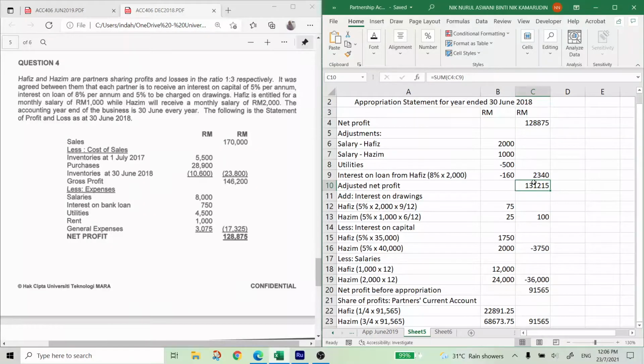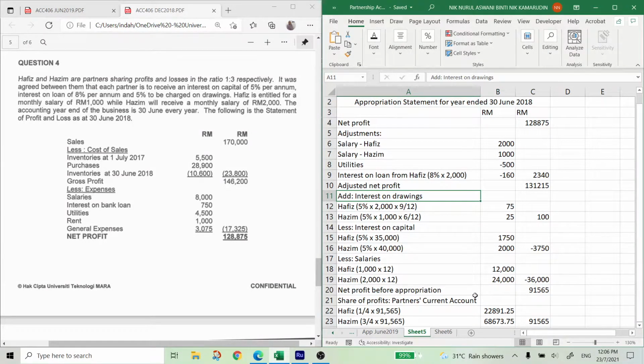All right, so this amount of adjusted net profit is to be allocated to the partners, but first we need to check the partnership agreement. What are the entitlements of these partners to the business profit? Let's say for example we have here interest on drawing at 5% per annum, interest on capital at 5% per annum, salaries for Hafiz and Hazim.